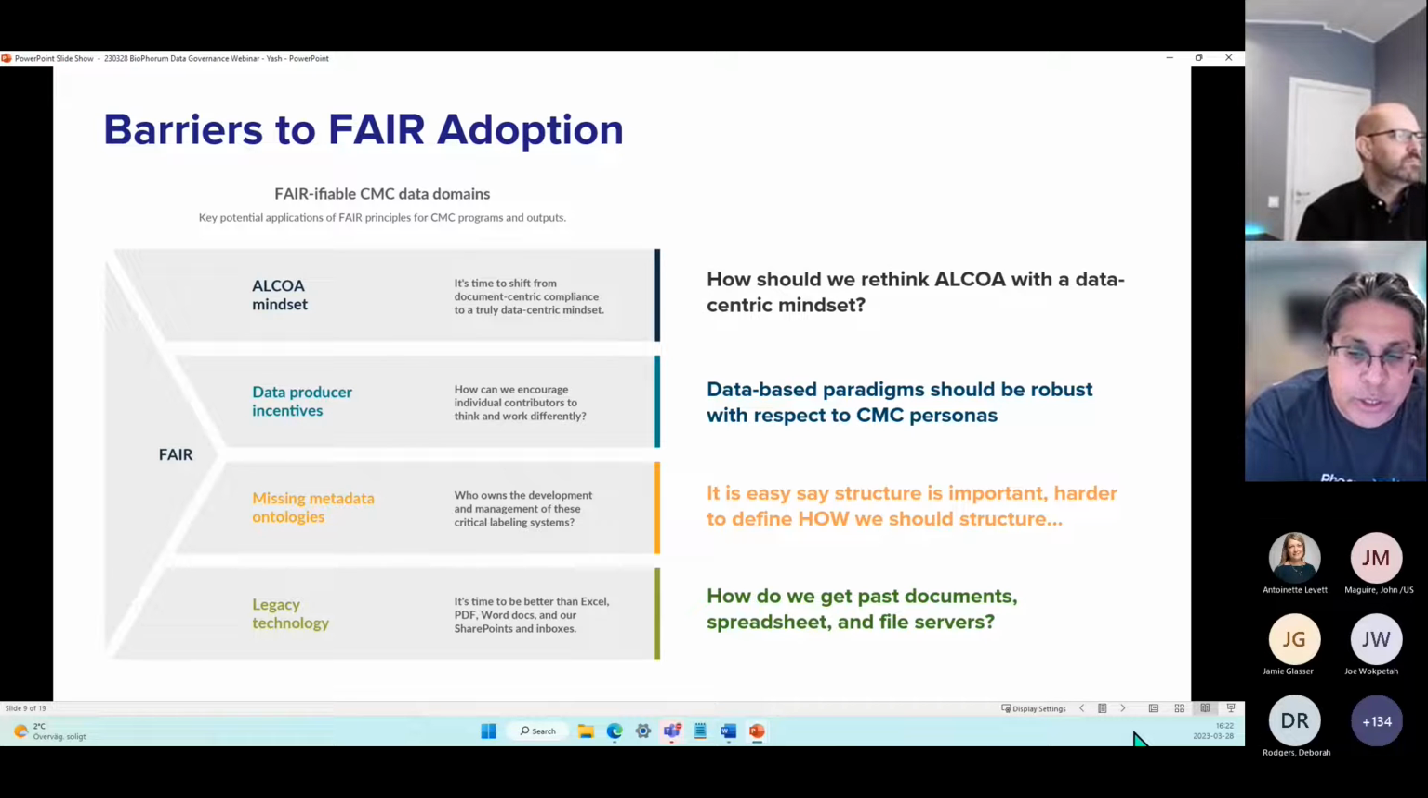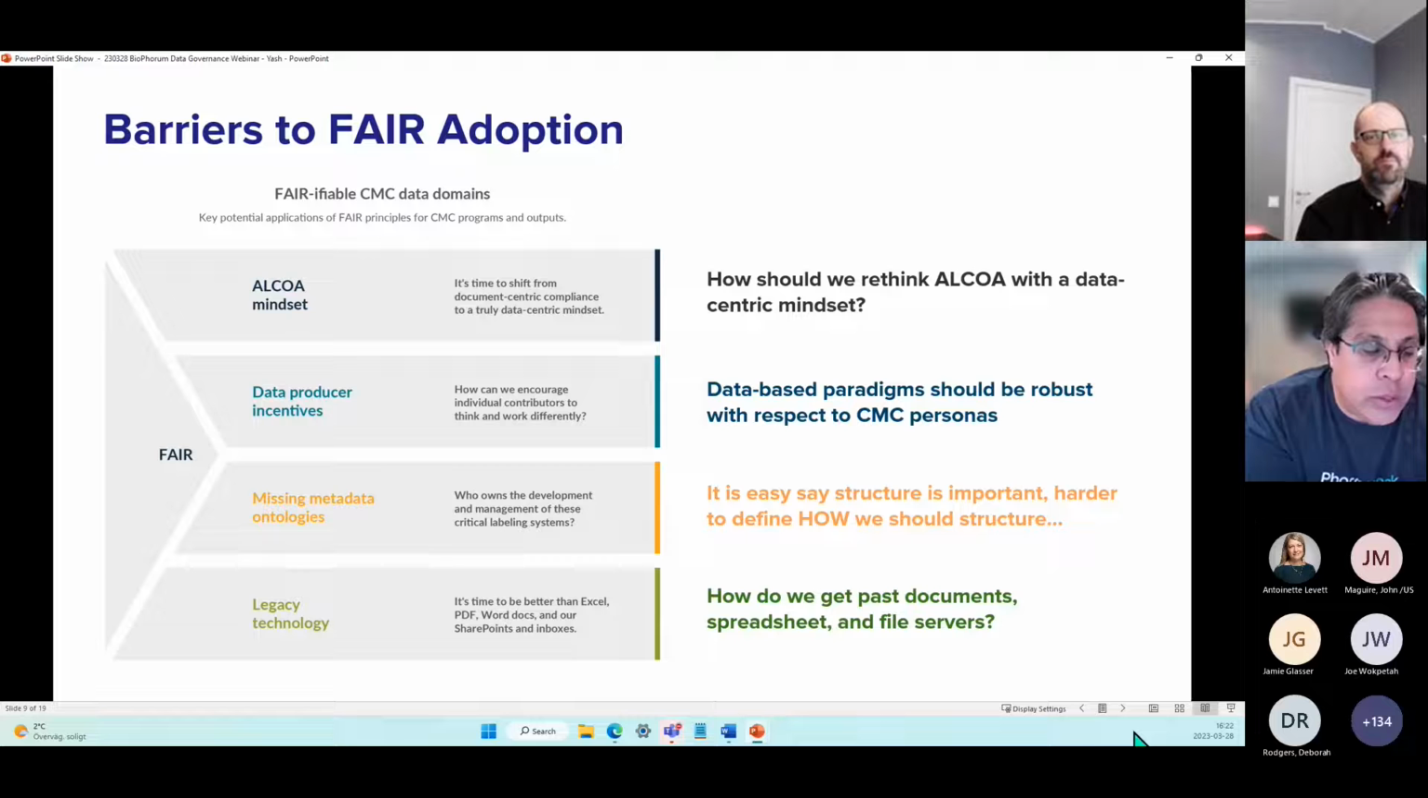It's easy to say that structure is important, but it's harder to define how we should structure. And so there's a big question around what should be the taxonomies and ontologies for labeling and building these rich metadata structures that can then be connected. And of course, who owns the development and management of these critical labeling systems is a key piece as well.